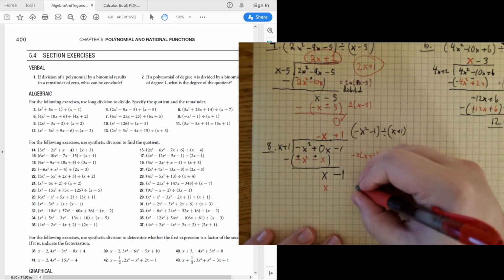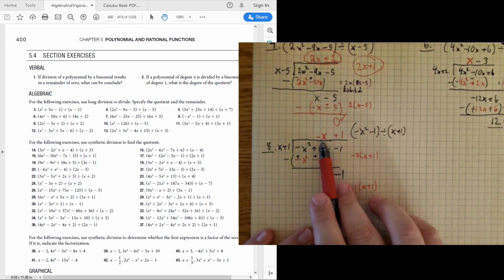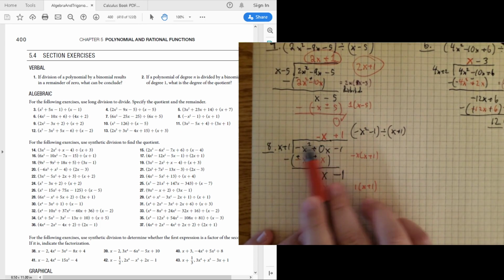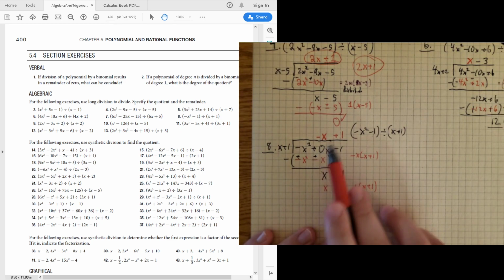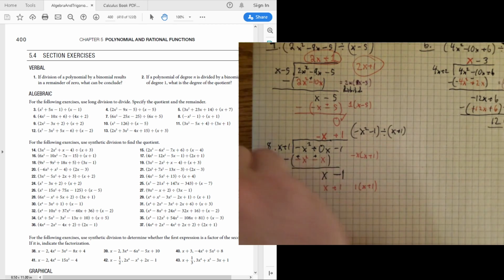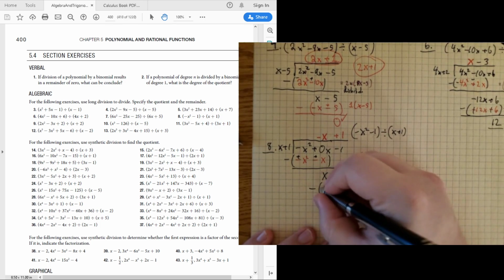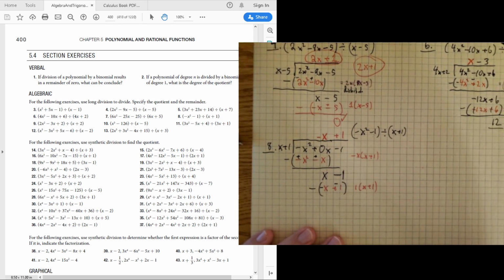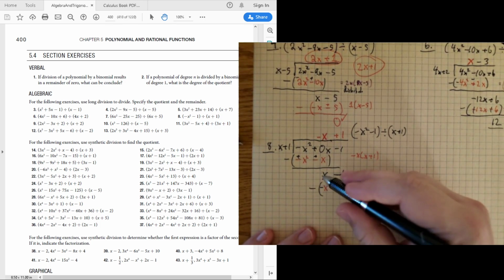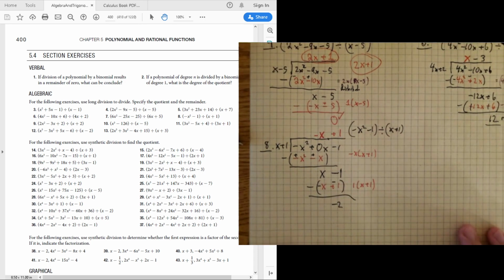So we take 1 times x plus 1. Remember, we always take quotient times divisor. Negative x times x plus 1 gives us negative x squared minus x. Positive 1 times x plus 1 gives us x plus 1. And then we subtract, meaning this becomes negative and that becomes negative. So negative x and positive x becomes 0. Negative 1 and negative 1 becomes negative 2.